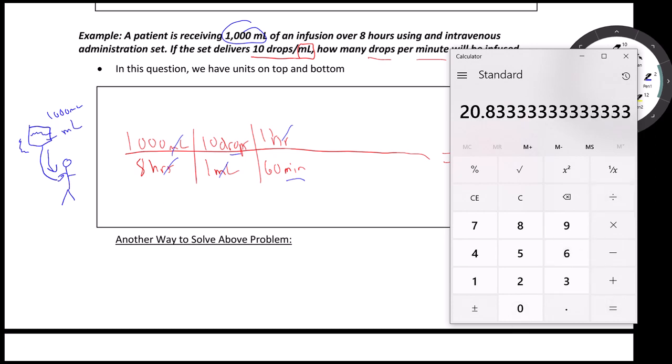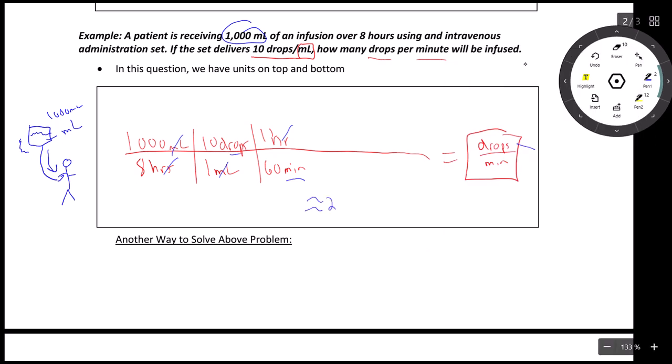And I've got 20.833. This is drops per minute. And we can approximate that to about 21 drops because we need whole drops. We can't get 0.83 of a drop, right? It's either 1 or 2, whole numbers. So about 21 drops per minute.